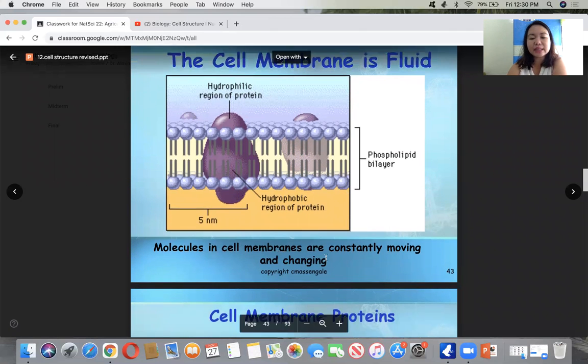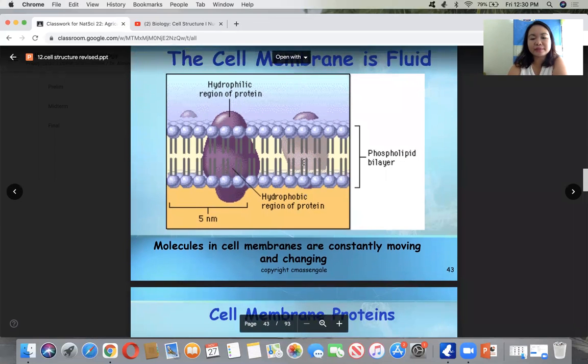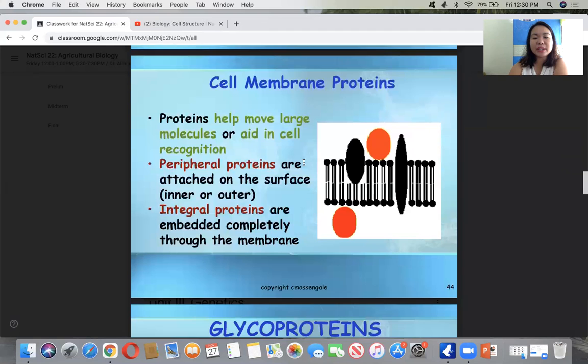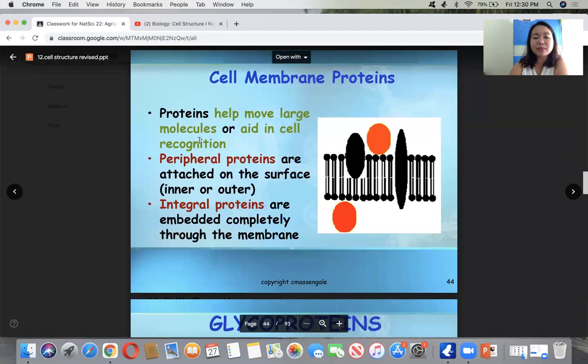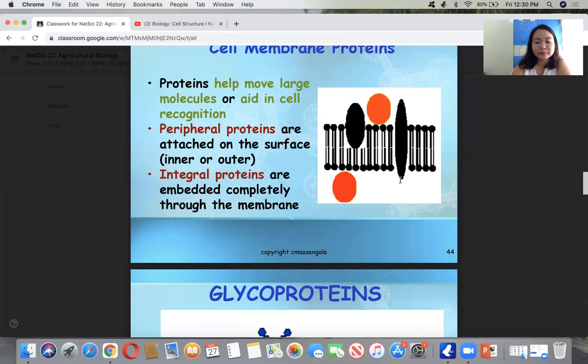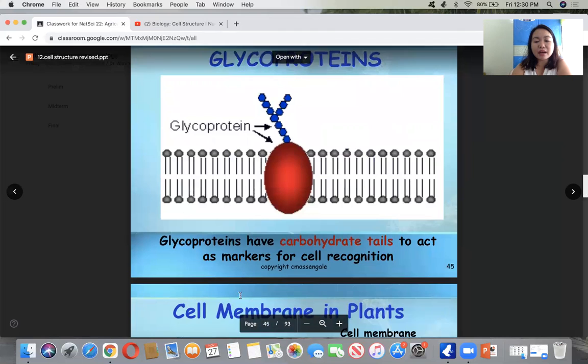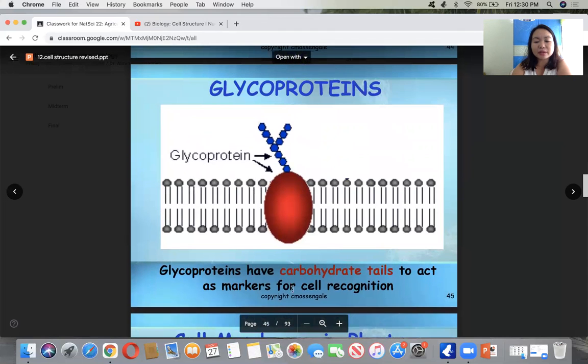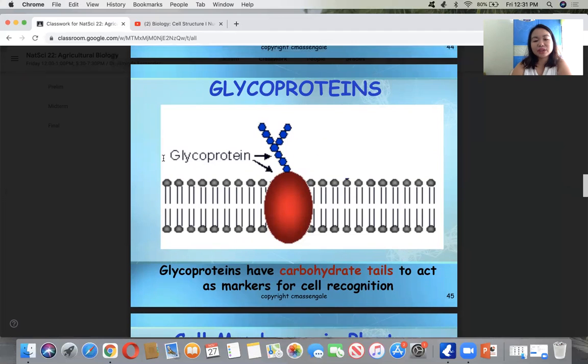So molecules in the cell membrane are constantly moving and changing within this membrane. The cell membrane proteins help move large molecules or aid in cell recognition. Peripheral proteins are attached on the surface, inner and outer, and integral proteins are embedded completely through the membrane. Glycoproteins have carbohydrate tails to act as markers for cell recognition. So it's the glycoprotein that will recognize the cell.